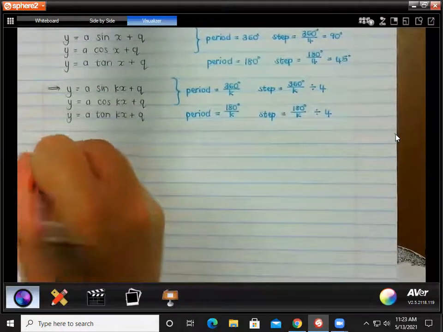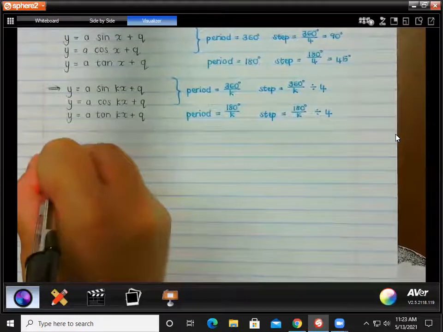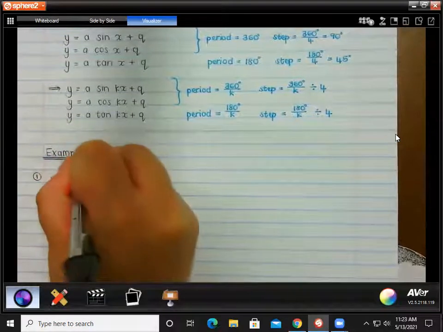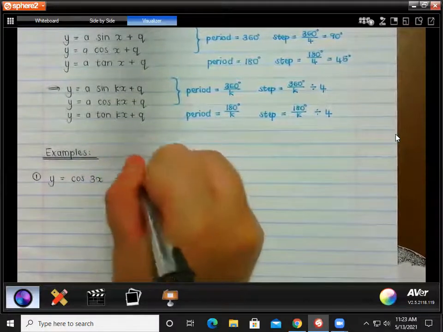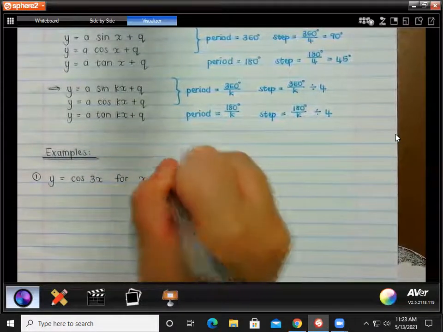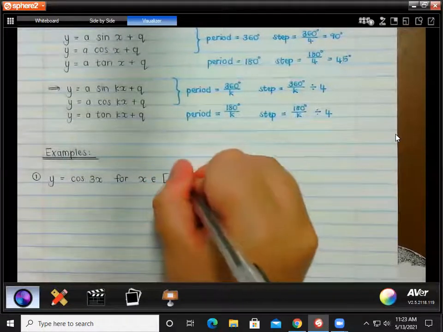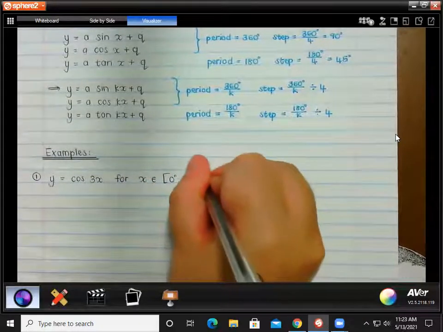Okay, we're just going to draw two graphs. So we'll start with y equals cos 3x for x element of 0 to 360.